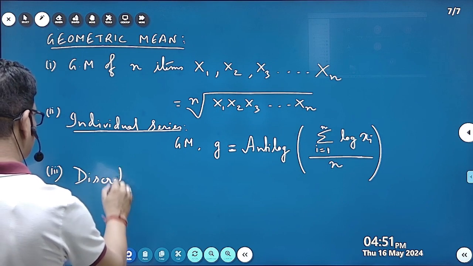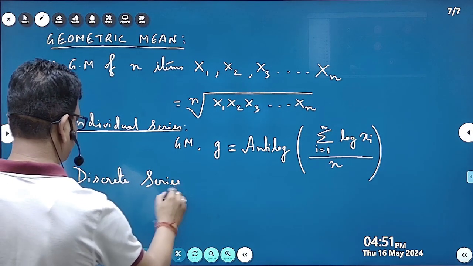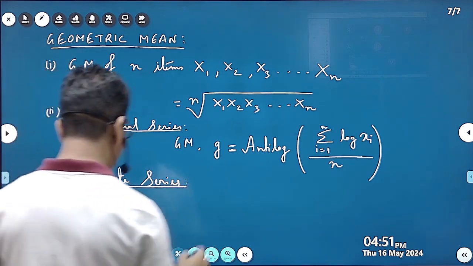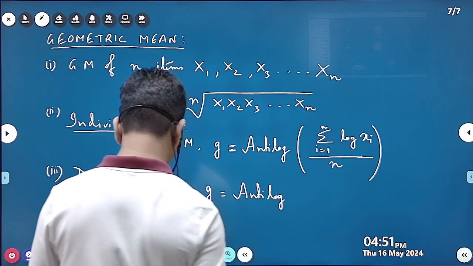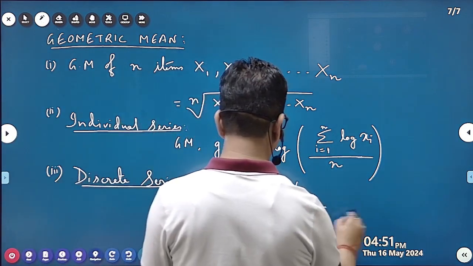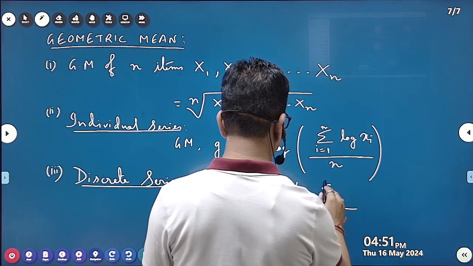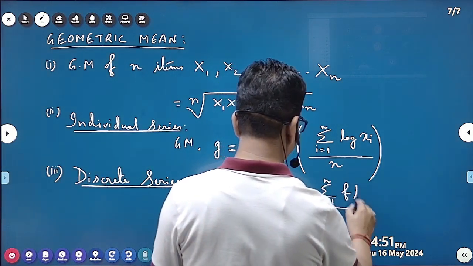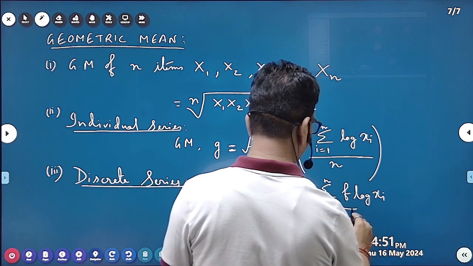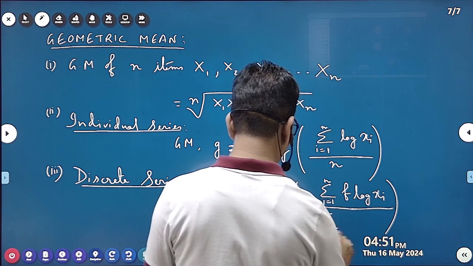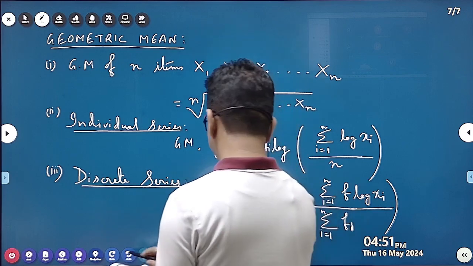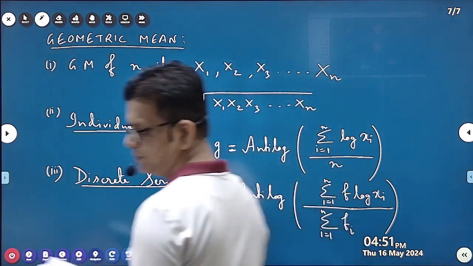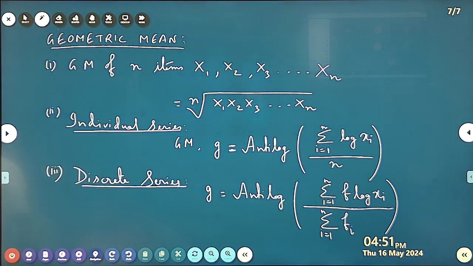this is for discrete series having frequencies. GM will be anti-log of summation, i equal to 1 to n, of f log xi, divided by summation, i equal to 1 to n, of fi. Out of all the concepts, this is slightly confusing because of this log table. Okay.